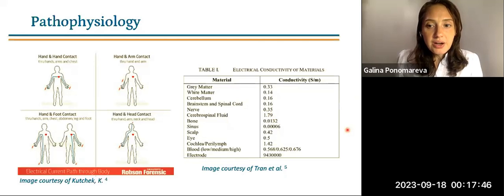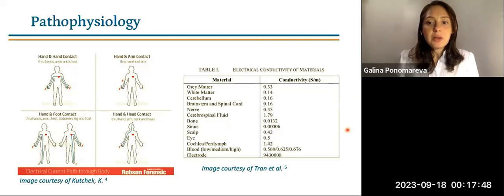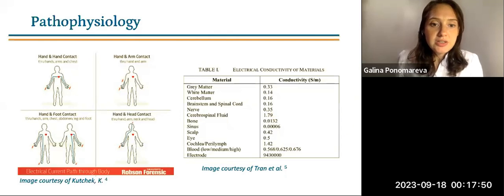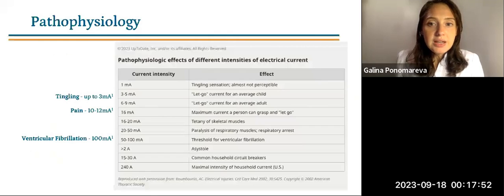The higher the density of the current, the higher its ability to overcome the resistance, and the more dangerous the current is thought to be. In addition to the pathway and the density of the current, the mechanism and severity of injury is also dependent on the type of current, the duration of the exposure, the voltage, and the intensity of the current.